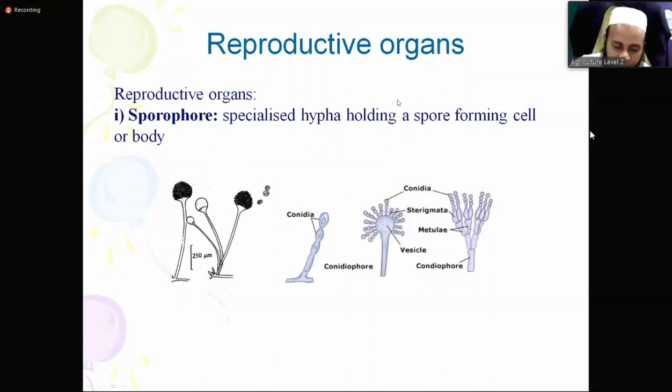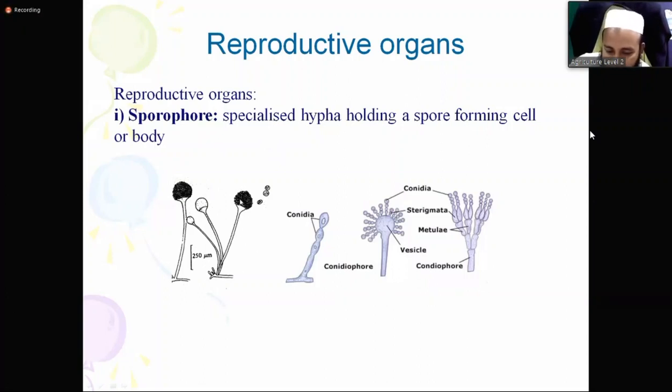Sporophore means something related to spore. What is a spore? I told you, and I will tell you again later on. And what is phore? Phore is nothing but a stalk where spores grow. Where spores grow, this is called sporophore. That means, if we say it in Bengali, the place or the thing on which spores grow is called phore.